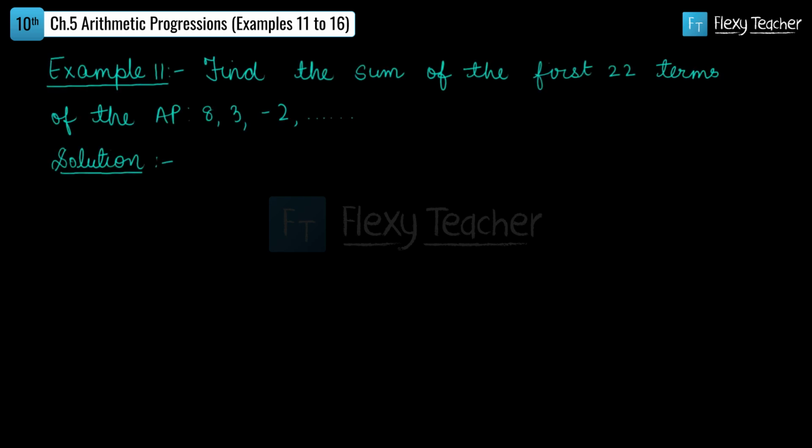Example number 11. Find the sum of first 22 terms of the arithmetic progression 8, 3, minus 2, and so forth. Okay? So हम यहाँ पे given से start करते हैं. Given क्या है हमारे पास? A is equal to 8, D is 3 minus 8 is equal to minus 5 and n is equal to 22.